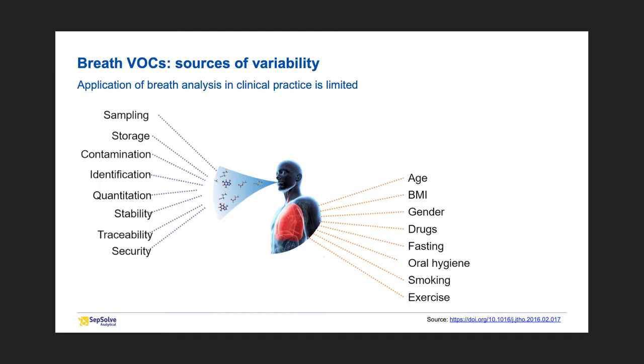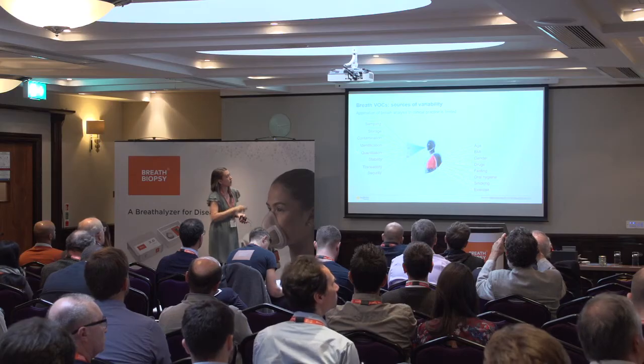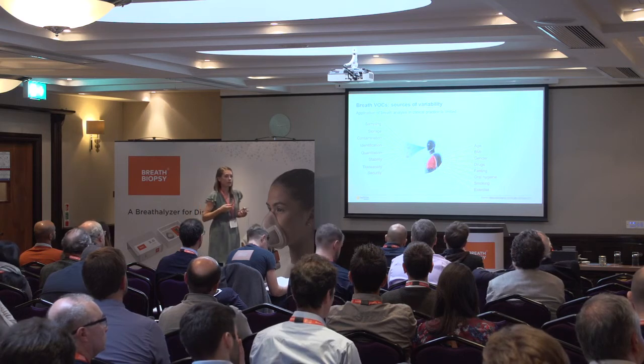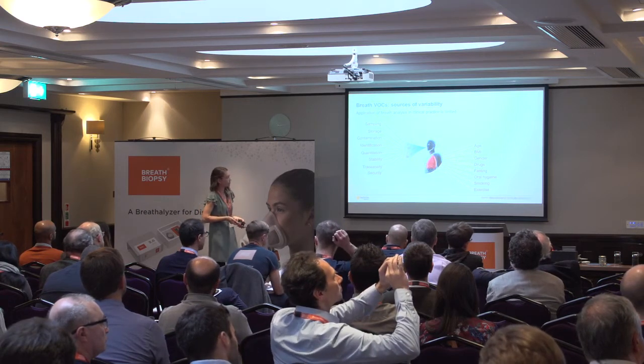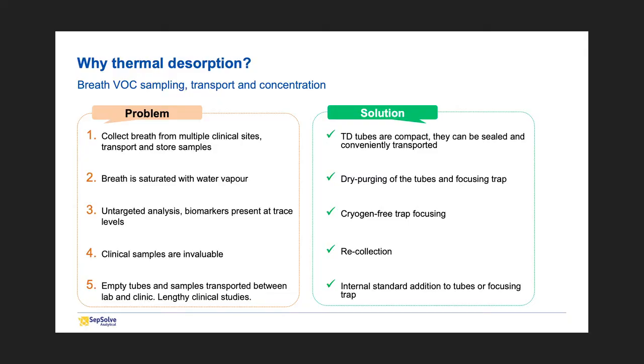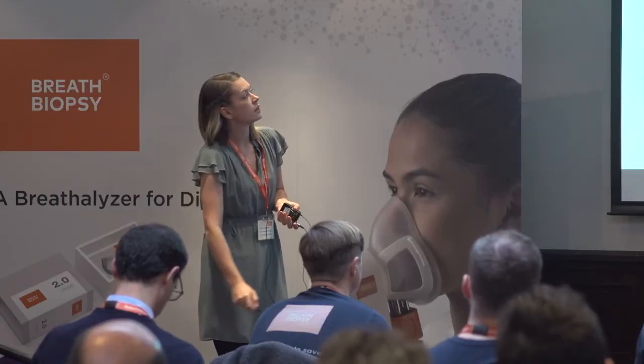This summarizes some of the variability issues that can happen within the system. We know already that there are many external factors that can contribute, but we're going to focus here on this side with the storage, contamination, and quality control aspects. I want to take a look at a few problems and solutions when it comes to the use of thermal desorption, and why it's been stated in many presentations so far that thermal desorption and GCMS is the gold standard for breath analysis.